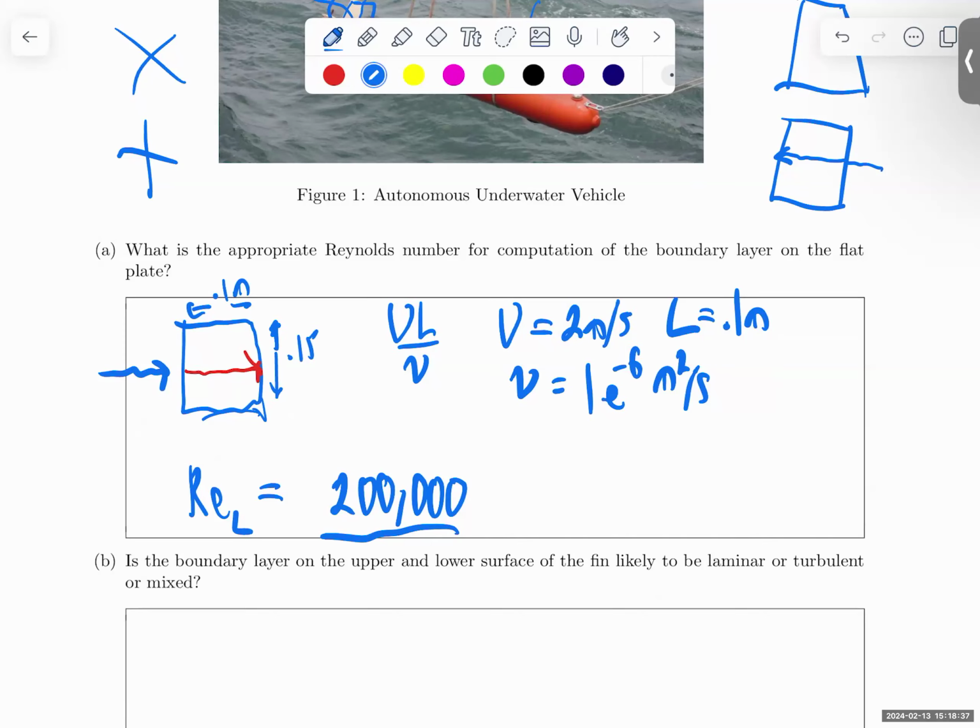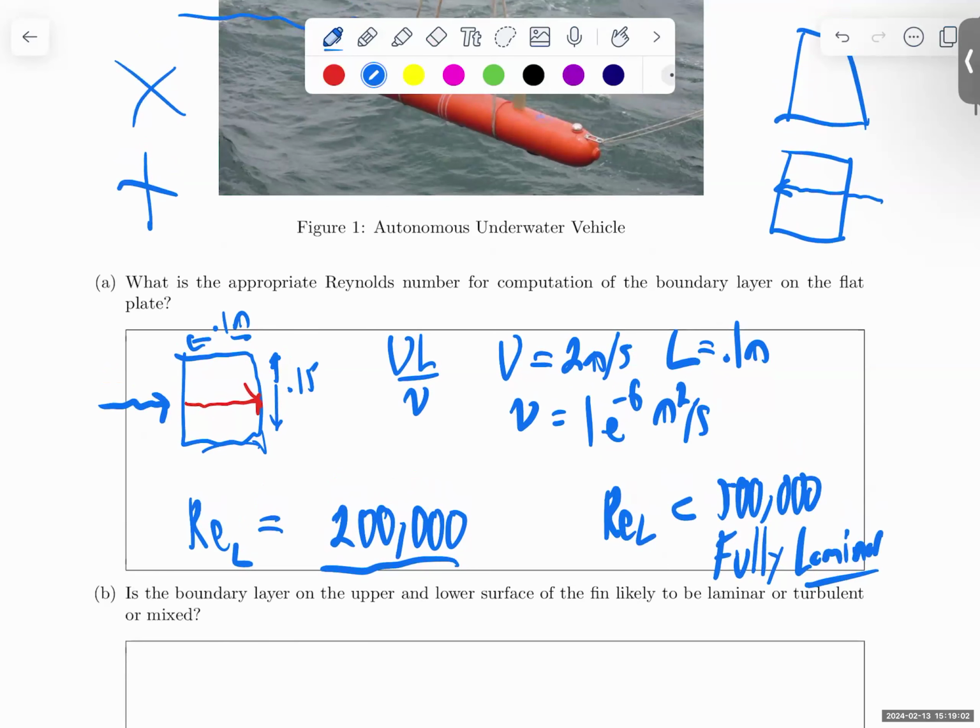The rule of thumb is that when the Reynolds number based on L is less than 500,000, we can assume that the boundary layer is fully laminar. Fully laminar. So in this case, if I were to say, oh, I got this problem wrong, the AUV actually travels 10 meters per second, or 5 times as fast, this would result in a Reynolds number of 1 million.